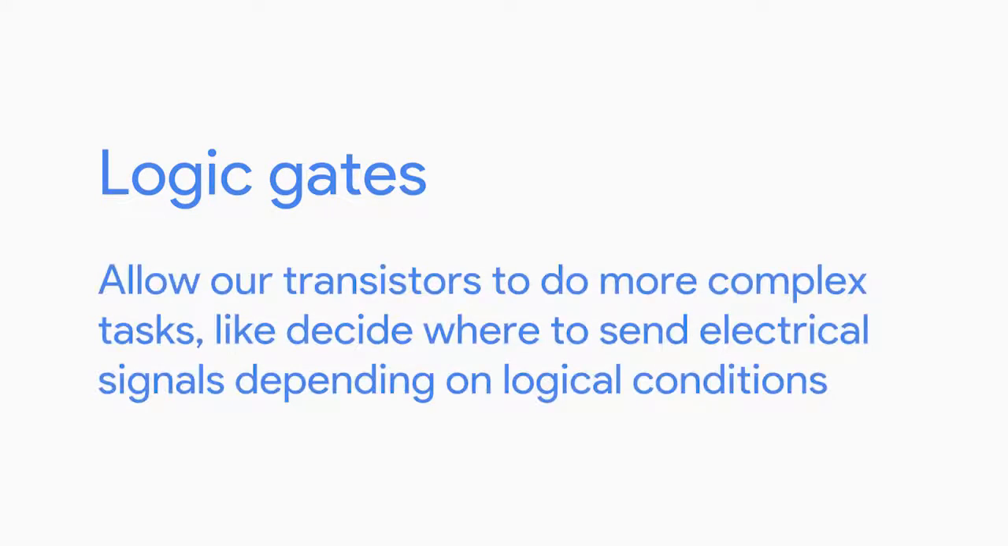Fortunately, we have something known as logic gates. Logic gates allow our transistors to do more complex tasks like decide where to send electrical signals depending on logical conditions. There are lots of different types of logic gates, but we won't discuss them in detail here. If you're curious about the role that transistors and logic gates play in modern circuitry, you can read more about it in the supplementary reading.